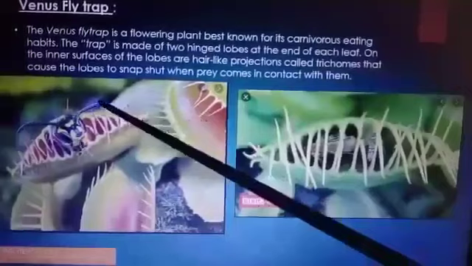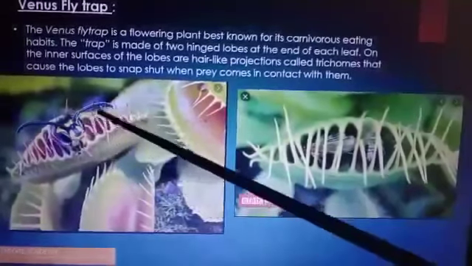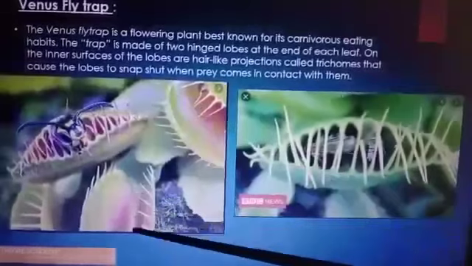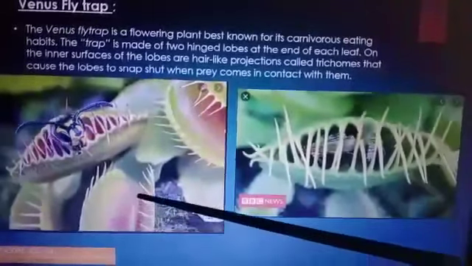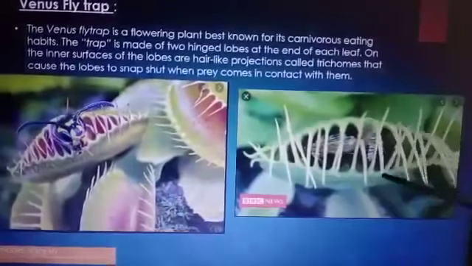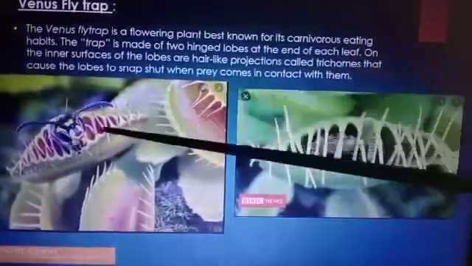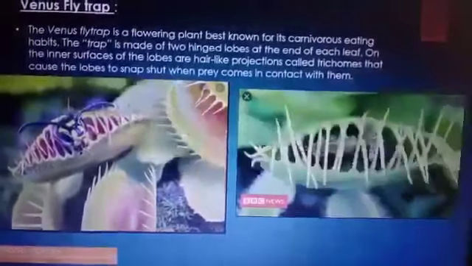Now, in the picture you can see an insect trapped in the leaf lobes. Two lobes are there, joined at the hinge. In the center you can see this is the back portion of the lobes, where both the lobes are joined, and these are the trichomes, these hair-like projections. They help to trap the insect when both the lobes get shut.